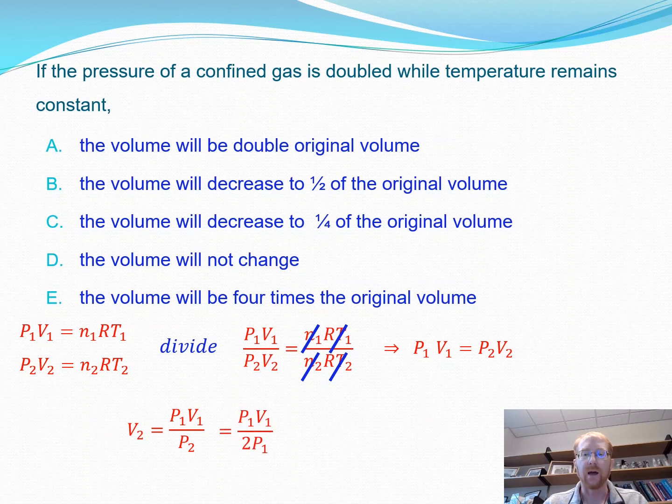And then I see from our question that P2 is simply double P1. So I can replace P2 in my denominator with 2 times P1. Because again, the question says the pressure of a confined gas is doubled. So whatever my initial pressure is, I don't care what that number is, my new pressure is twice that value. It's twice the initial P1 value. So now that I have this, P1s cancel off, and I really have V2 equals V1 divided by 2. So the correct answer here is B, the volume will decrease to 1/2 of the original volume.